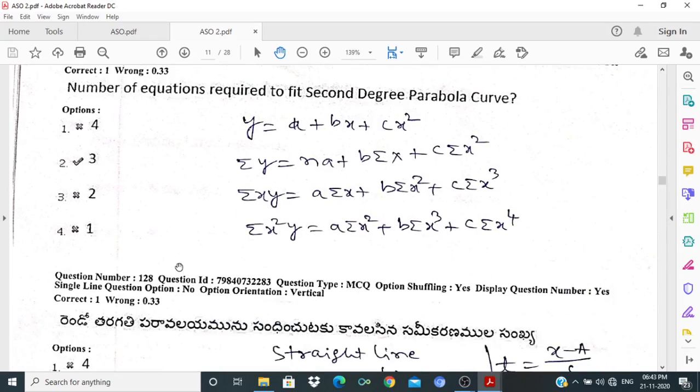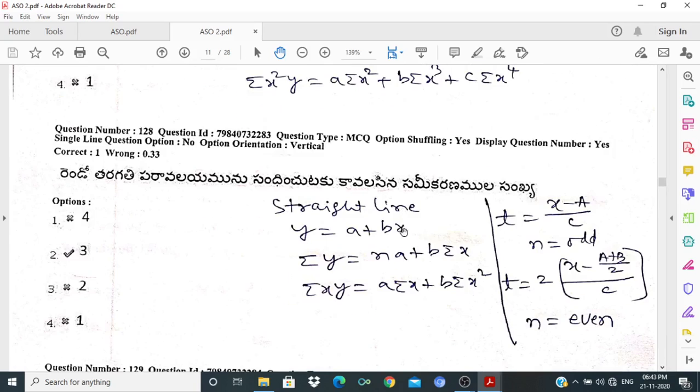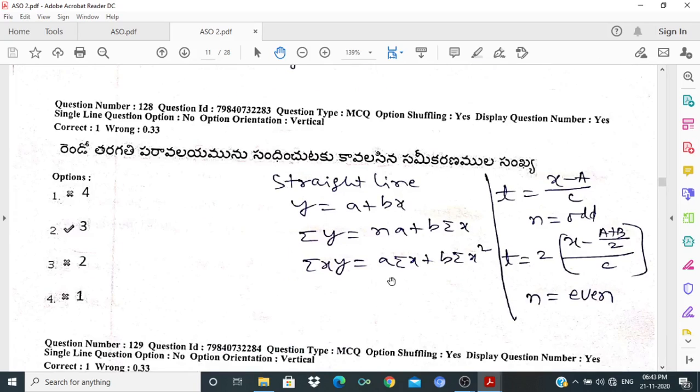Number of equations required to fit a second degree parabola: 3. These are the 3 normal equations. For a straight line, these are the 2 normal equations. We transform in case of odd period and even period. These are the transformations.